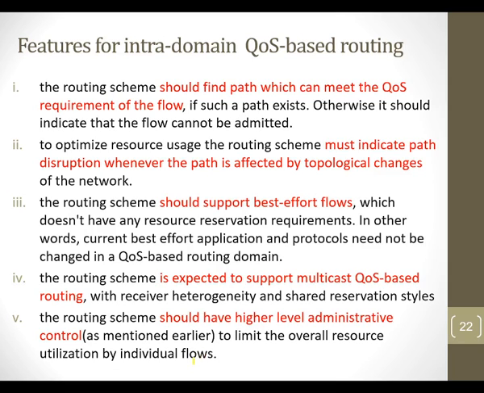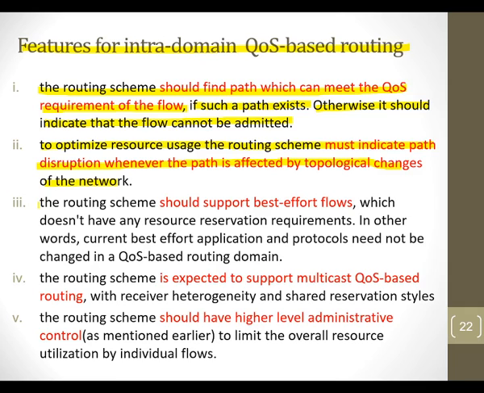Some common features are required for intra-domain quality of service-based routing. They are listed as follows. 1. The routing scheme should find a path which can meet the quality of service requirements of the flow if such a path exists. Otherwise, it should indicate that the flow cannot be admitted. 2. To optimize resource usage, the routing scheme must indicate path disruption whenever the path is affected by topological changes of the network.